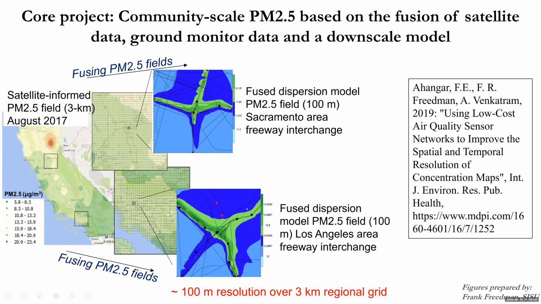Another example is the Los Angeles area freeway exchange in downtown. We found that in both cases, depending on the wind field and also the proximity to the freeway interchange, there's actually very large spatial variability in the PM2.5 field, highlighting the importance of high resolution PM2.5 data if we want to study community scale public health risk assessment. This work has recently been published in 2019 in a journal focusing on this dispersion model simulation.